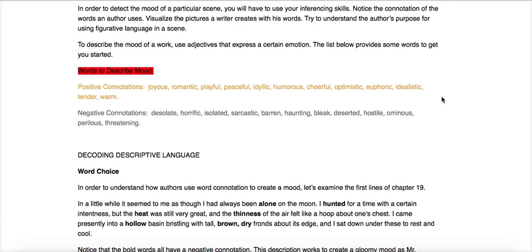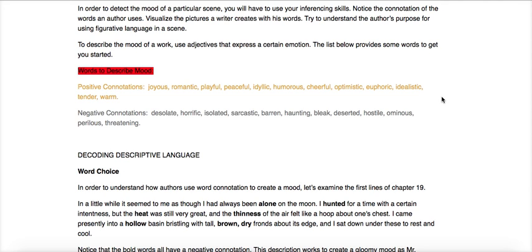Notice the connotation of words an author uses. Visualize the pictures a writer creates with his words. Try to understand the author's purpose for using figurative language in a scene. To describe a mood of work, use adjectives that express a certain emotion. The list below provides some words to get you started. So, words to describe mood.